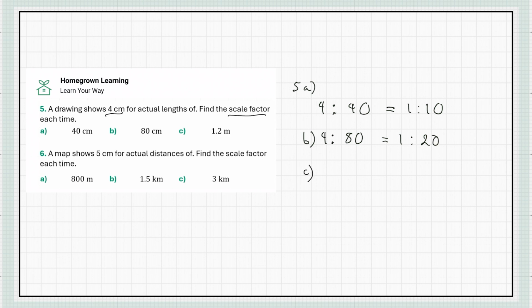And finally for C, we have a 1.2. So 4 to 1.2 meters. But because we can't use it as it is, since ultimately it's not the same units, we do need to edit that and make sure that they're in the same units. So 1.2 meters will be 120 centimeters. Again, divide both sides by 4 and you get 1 to 30.